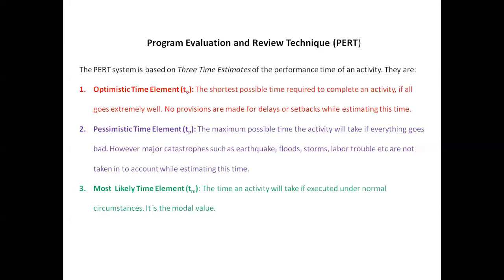But in the case of CPM, the critical path method, these time elements are not there. Directly the expected time or the project activity duration is given. That is the difference between PERT and CPM. Suppose the problem contains activities along with three time elements, that is TO, TP, and TM, then it is identified as a PERT problem.